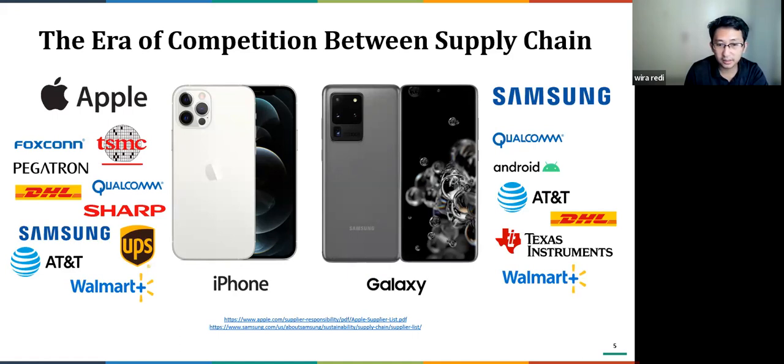Nowadays, I think this can be found in Professor Martin Christopher's books. You can search his name and find his book. In those books, it is mentioned that business competition now is not only one individual company versus another individual company. It is most likely a competition between supply chains.